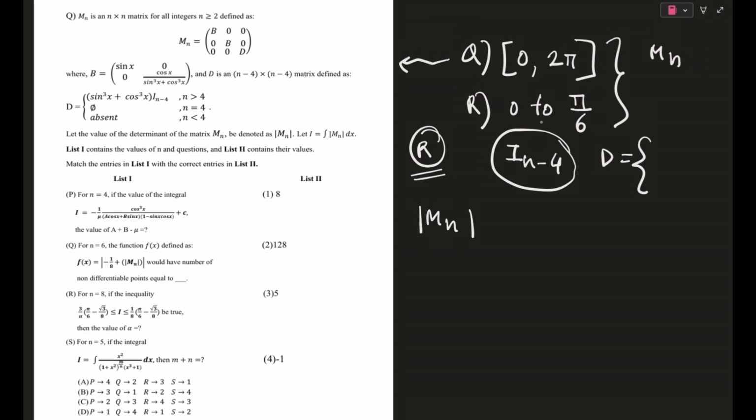Guys, I'm really sorry, there is one more correction to this. A lot of typing mistakes in this question. I will tell you this before solving. In the capital D piecewise definition, just write it like this: sine cube x plus cos cube x times I n minus 4, and write this as n greater than or equal to 4. Remove the case for n equals 4 wherever it is given. Remove that particular case, and what remains is n less than 4.